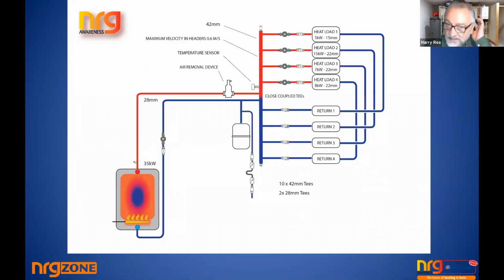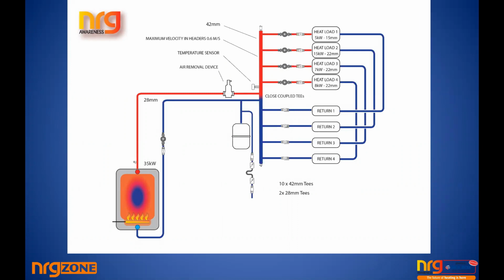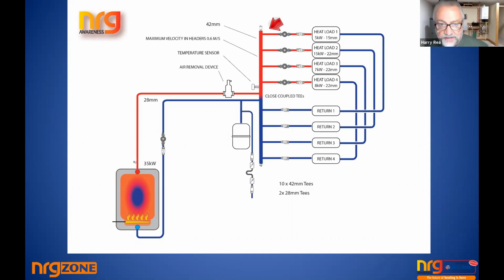So the most common system that seems to have started the whole ball rolling with regard to zoning, it started really in America because close couple T's and the like of that came from companies like Caleffi and Taco. So where you have close couple T's or a common center point, and then you have a flow header and you have a return header.